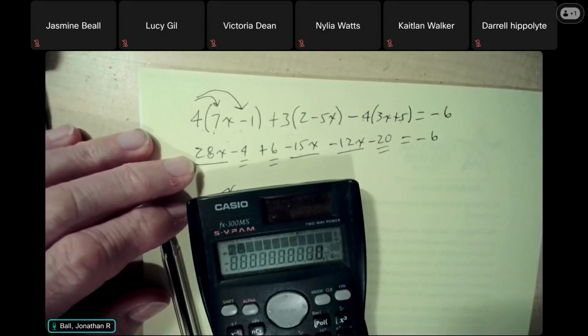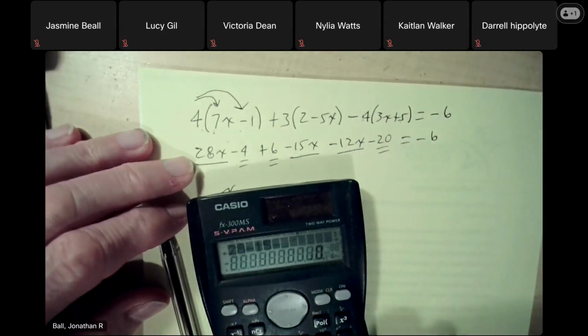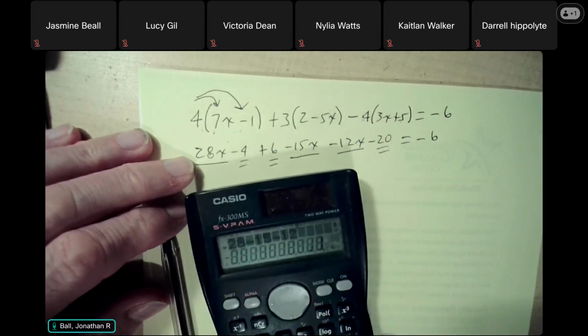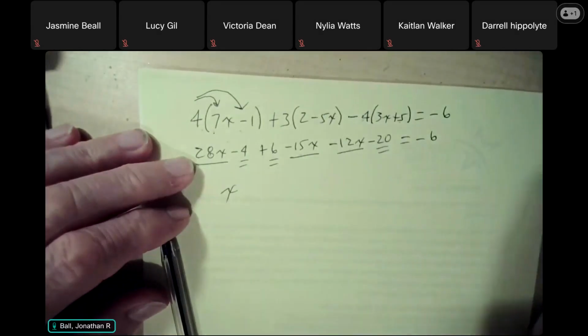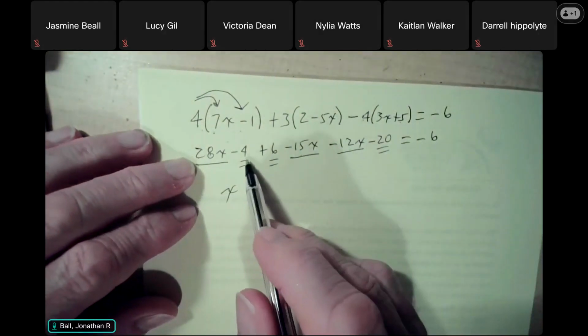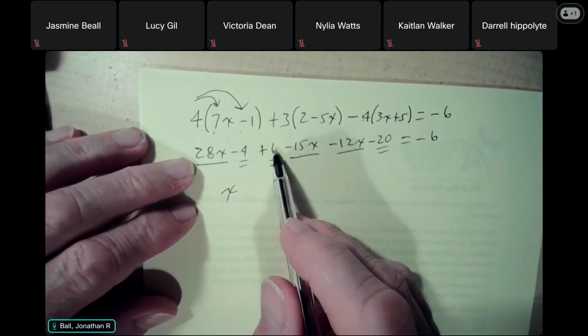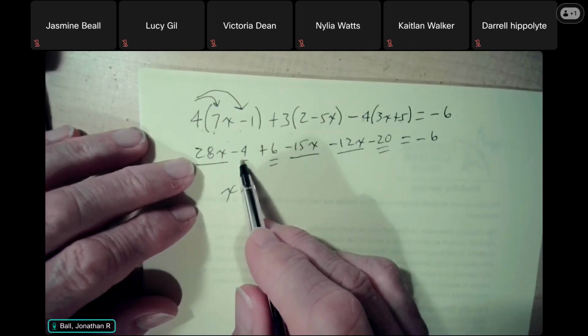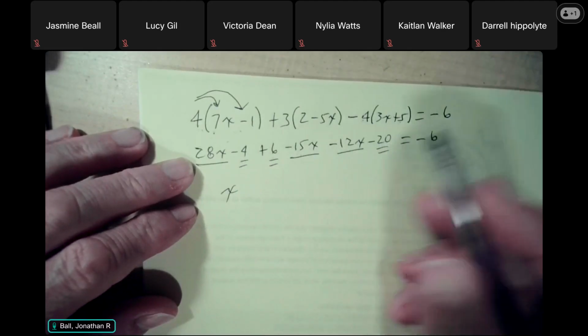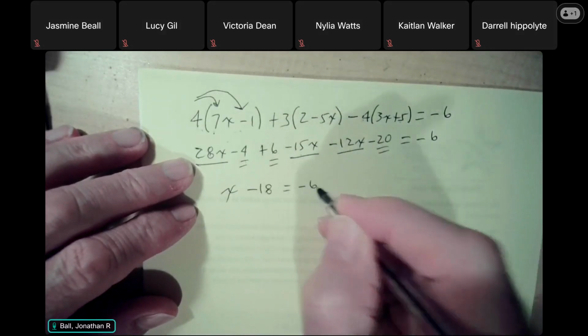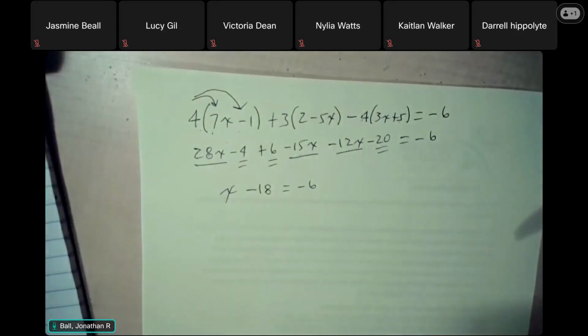We got 28 minus 15 minus 12 is 1, positive 1. Now we have -4 plus 6 is 2. This is just 6 minus 4, just written backwards. So we have 2 minus 20 is -18 equals -6. I think that's right.